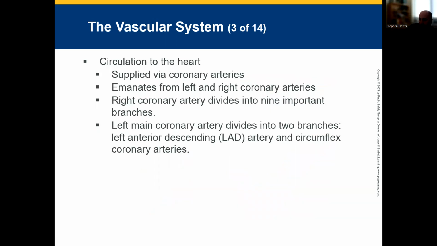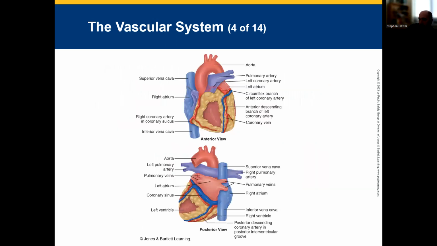The circulation of the heart, we kind of talked about that. The left main coronary artery divides into two branches, the LAD and the circumflex coronary arteries. The coronary arteries of the heart go down into the left and right coronary. We can have blockages anywhere in this, and this is where our myocardial infarctions happen, through these coronary arteries.